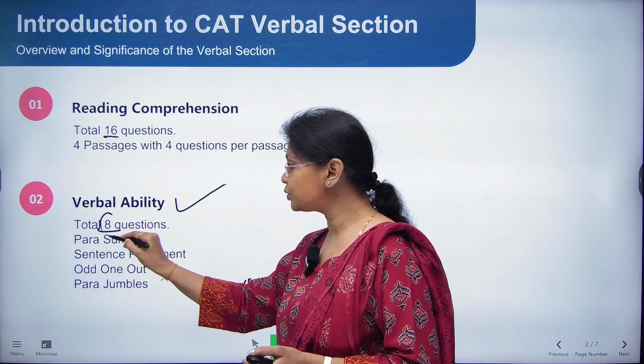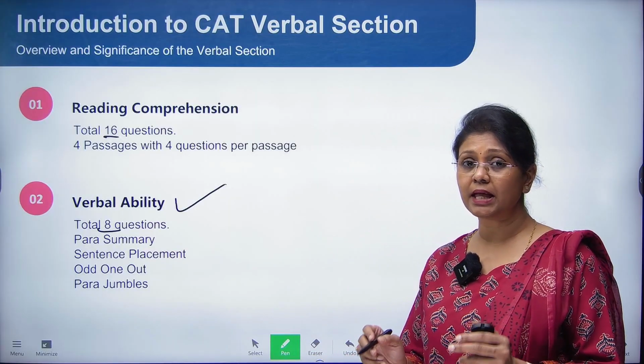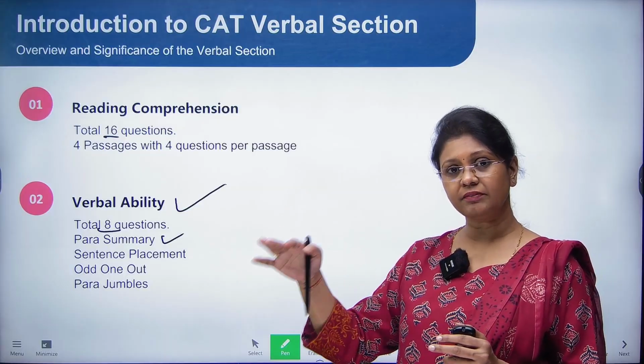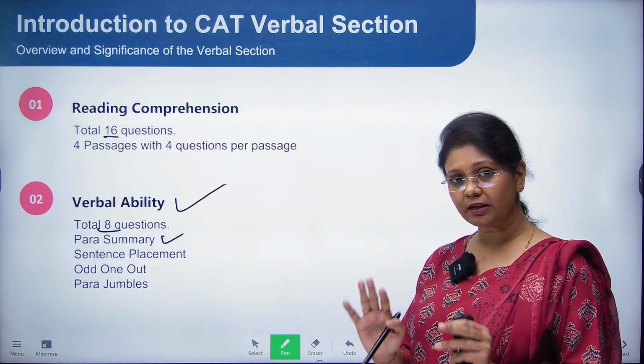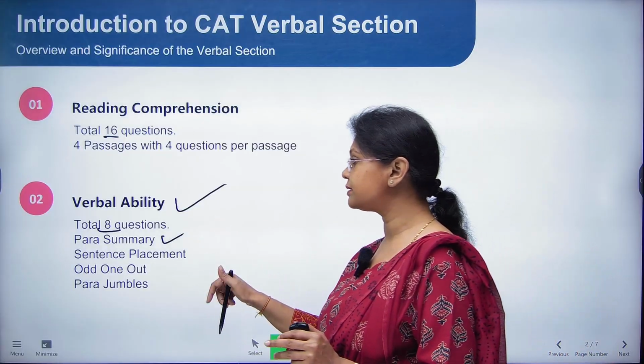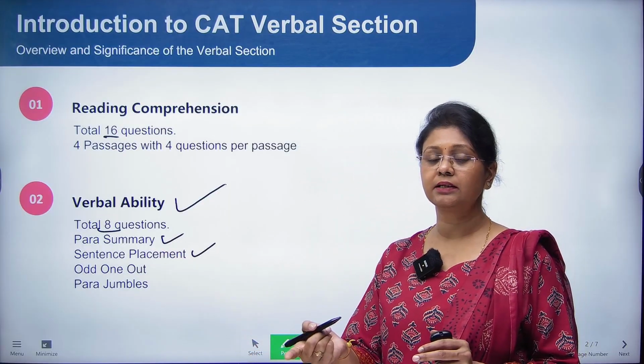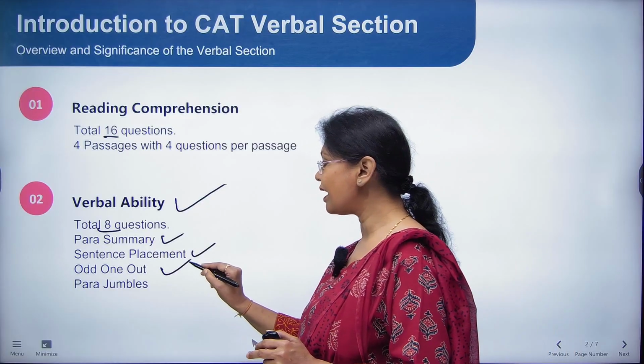Now these 8 questions will come from 3 major areas. So you have para summary questions. We will deal with every type in the forthcoming sessions, but for now just understand you have para summary. Then you have sentence placement questions. This is one more question type that you see there, and then you have odd one out, which is the third type.